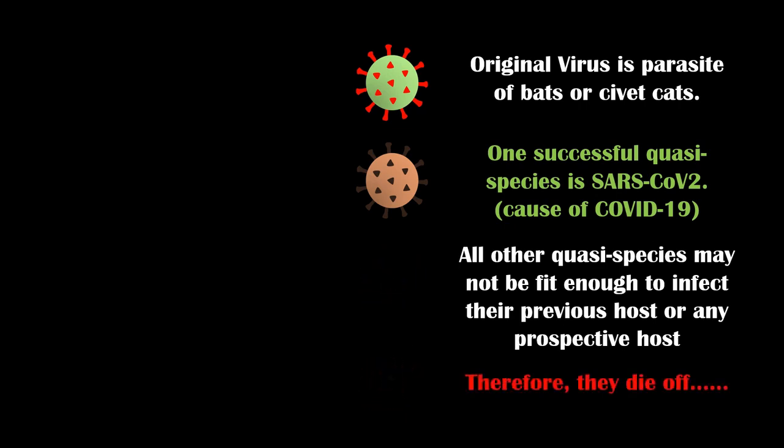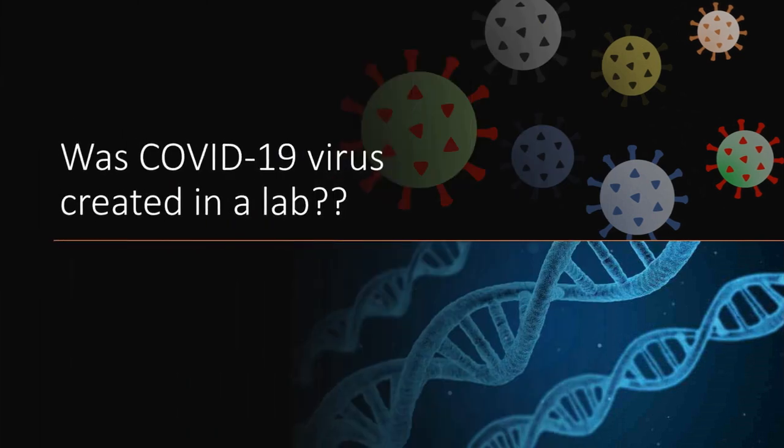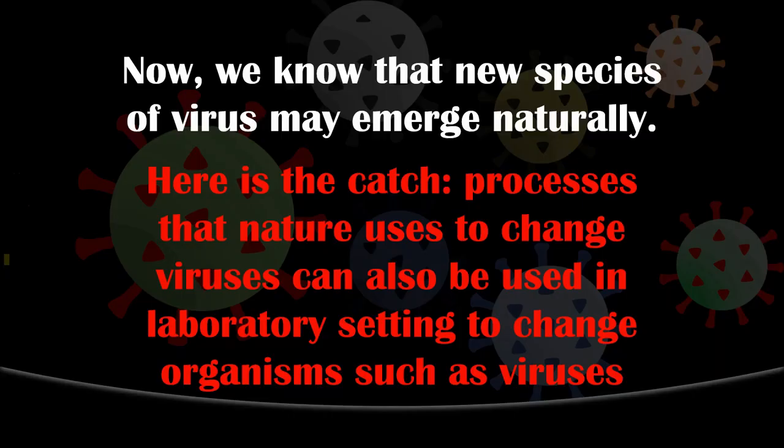With the basic understanding of how viruses may change during the course of an infection cycle, let's now have a small discussion on whether the COVID-19 virus was created in some lab as a bioweapon project or not. From the above discussion, we now know that new species of virus may emerge naturally. Here is the catch, however.